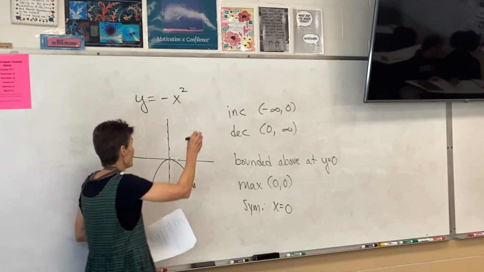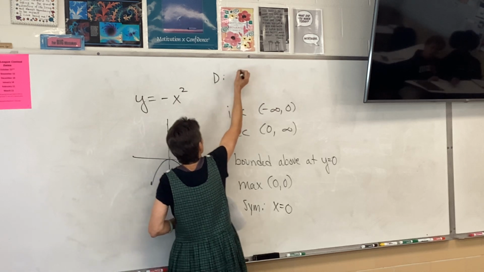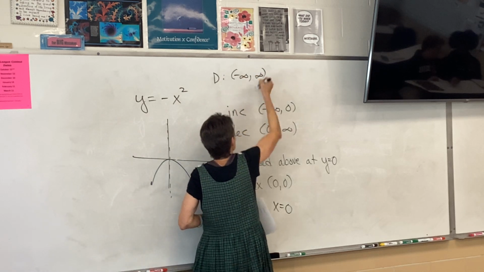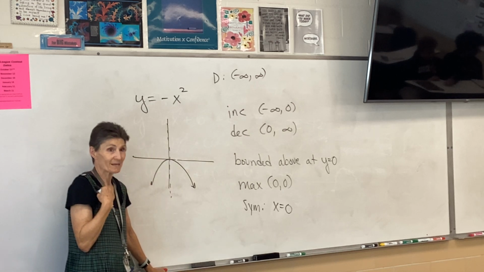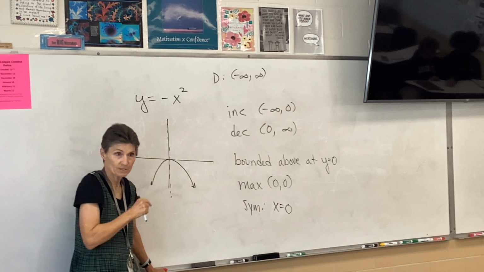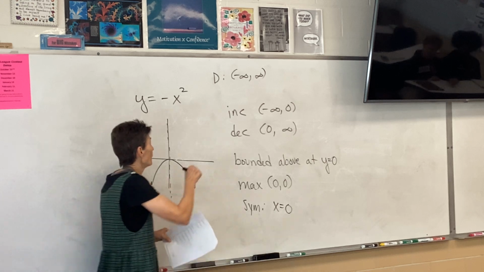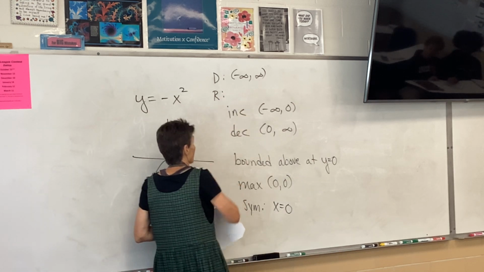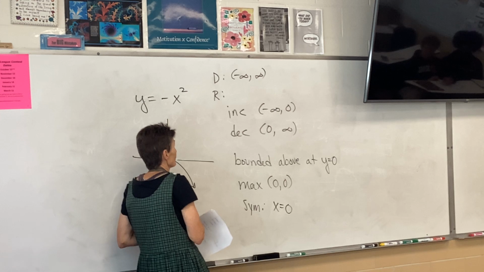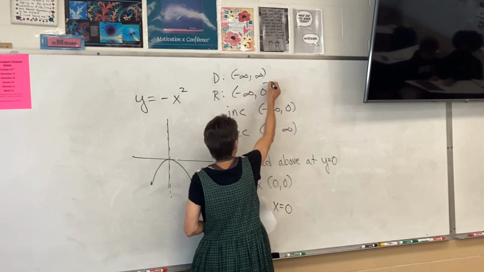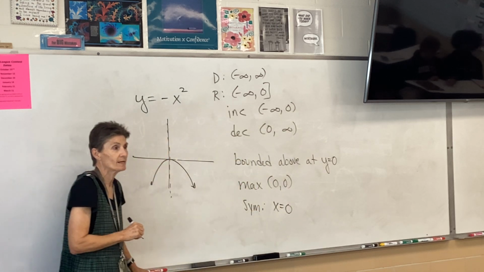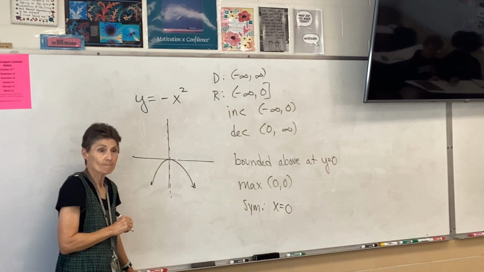What is his domain? Negative infinity to infinity. That means all reals. I heard somebody say all reals, but now we're big kids, so we're going to say negative infinity to infinity. What is the range? Negative infinity to 0. Very good. Negative infinity to 0, and 0 is included.